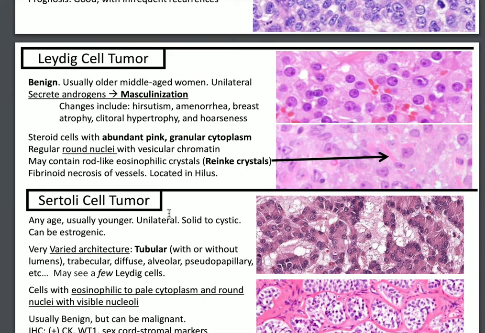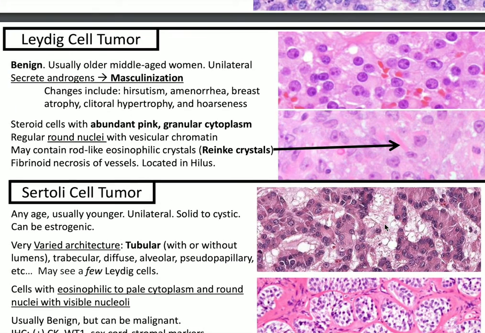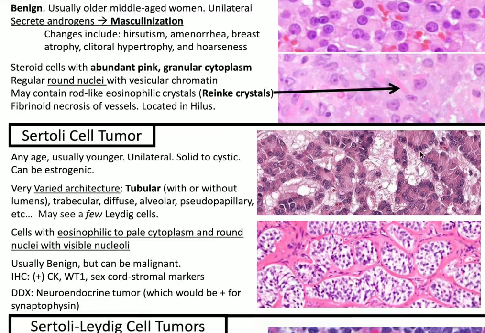Leydig cell tumor. Older middle-aged woman. It's unilateral and it secretes androgens leading to masculinization changes including hirsutism, amenorrhea, breast atrophy, clitoral hypertrophy, and hoarseness. Cytologically, you'll see steroid cells with abundant pink granular cytoplasm. You'll have regular round nuclei with vesicular chromatin, and sometimes they may contain those rod-like eosinophilic crystals, Reinke crystals. And you can have fibrinoid necrosis of vessels and it's located in the hilus of the ovary.